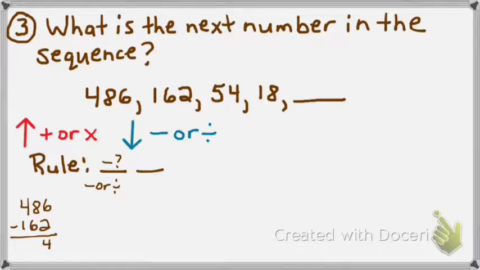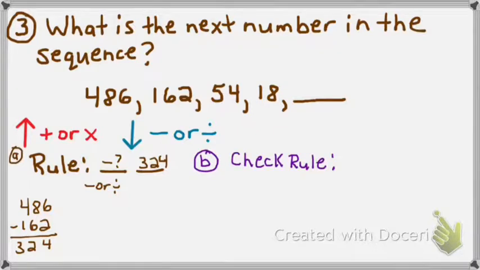Go ahead and subtract. 6 take away 2 equals 4. 8 take away 6 equals 2. 4 take away 1 equals 3. So if this is a subtraction rule, the rule would be minus 324. So let's go ahead to step B and let's check the rule.